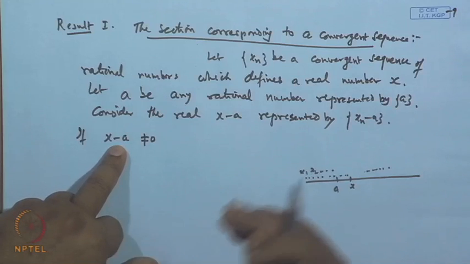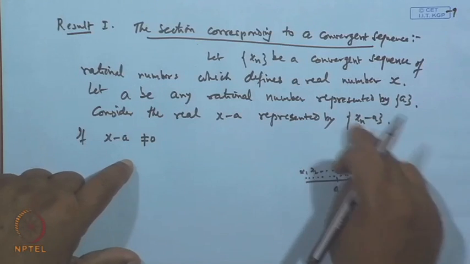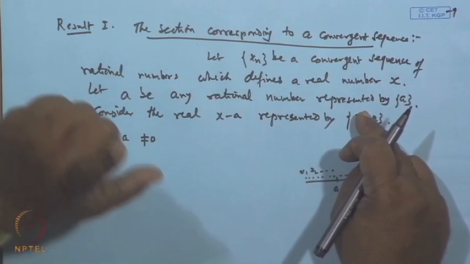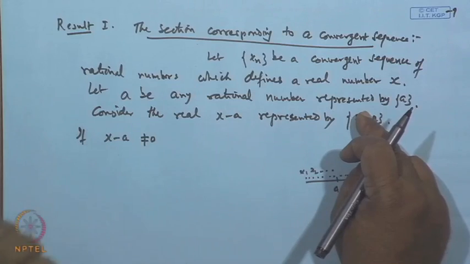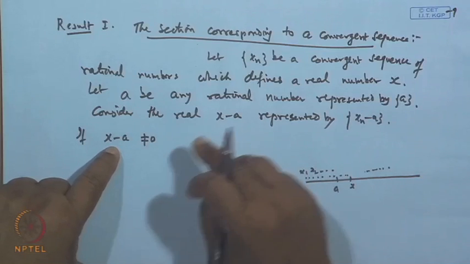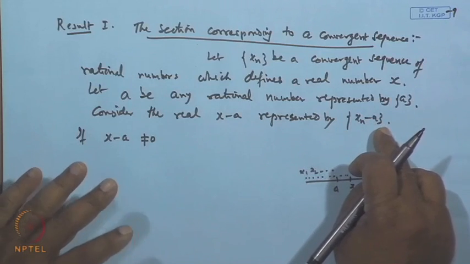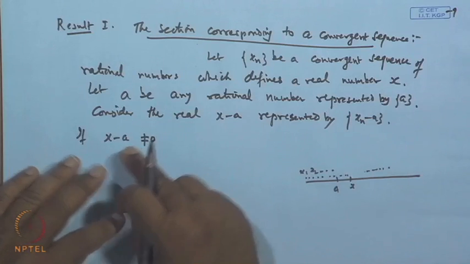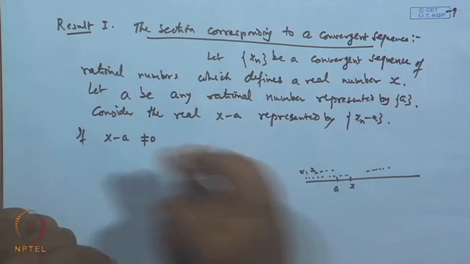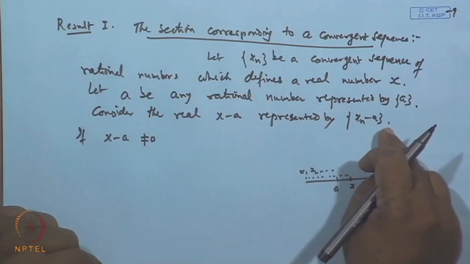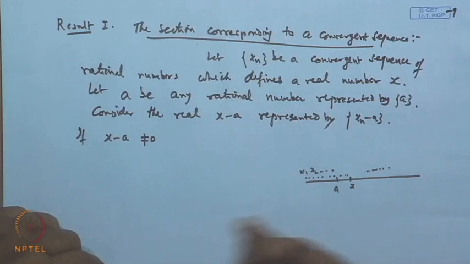It means that after a certain stage, all the terms of the sequence will have one sign, either positive or negative. Any number, if x minus a is different from 0, then either it will be a positive number or a negative number, is it not? So, the corresponding sequence x n minus a will have only one sign, either positive or negative, after a certain stage n onward.